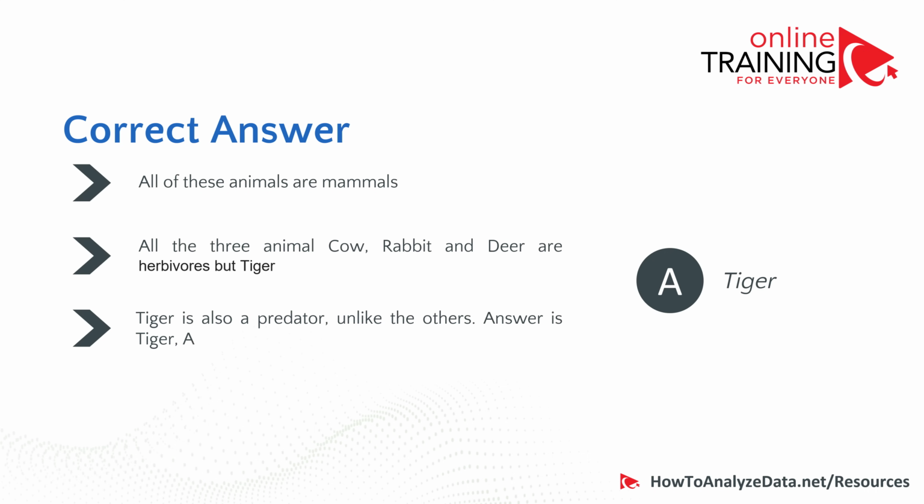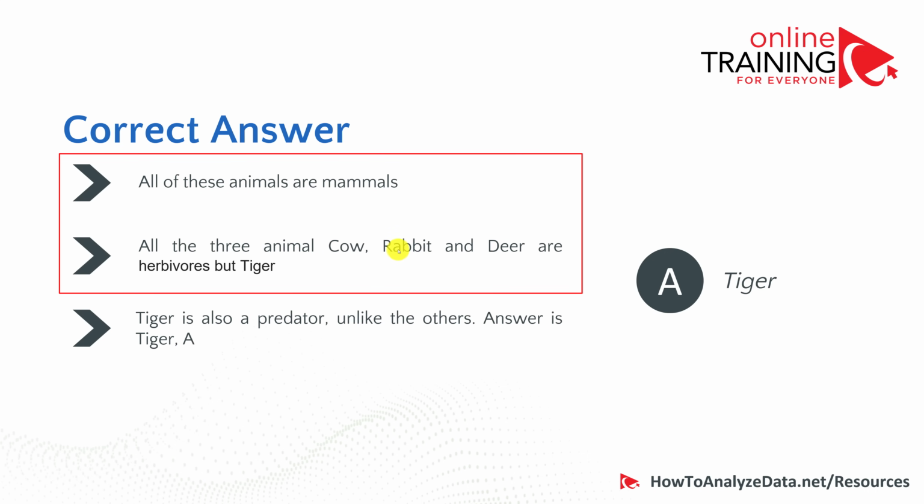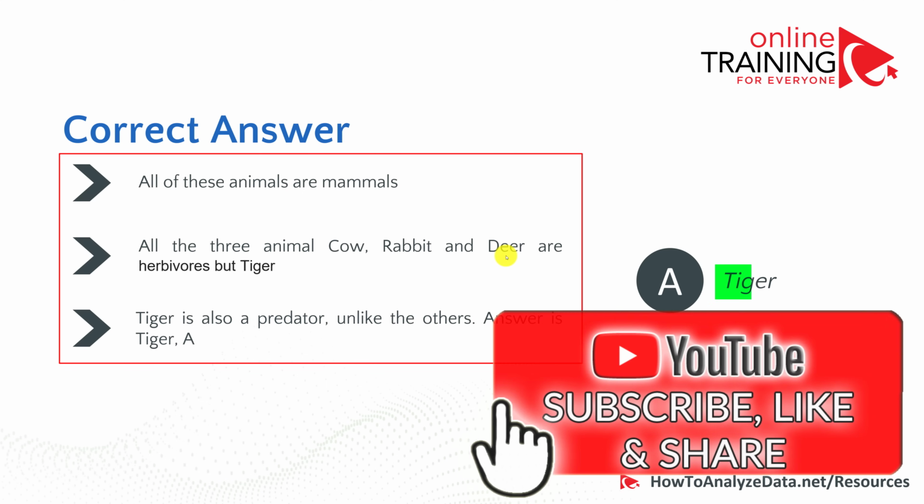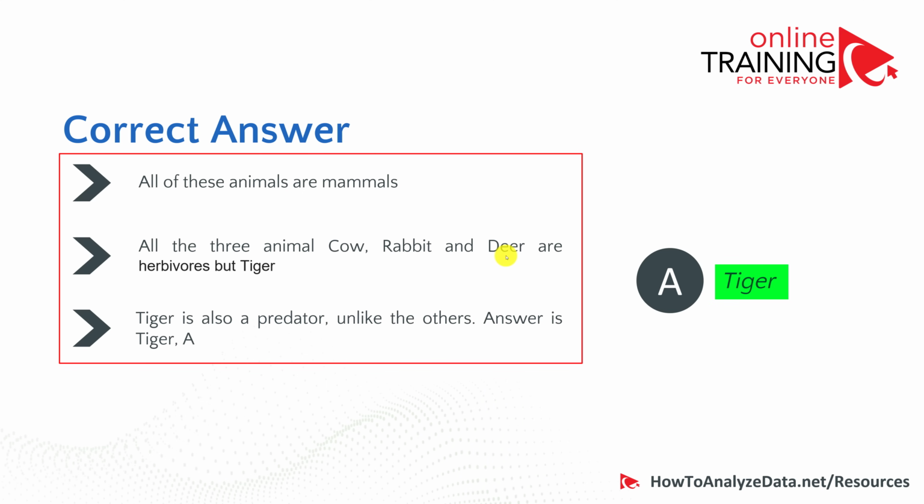The tricky part of this question is that all of these animals are mammals. But there are three animals, cow, rabbit, and deer, that eat grass. And tiger is a predator. So the correct answer is A, which is tiger. So hopefully you've got this one right.